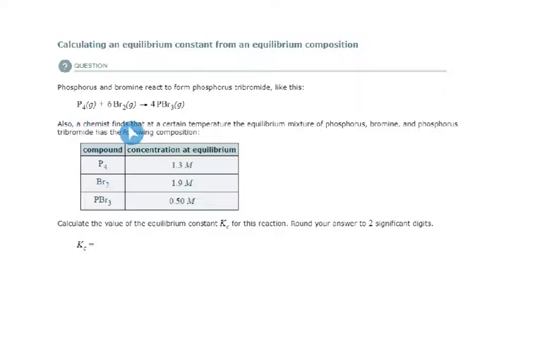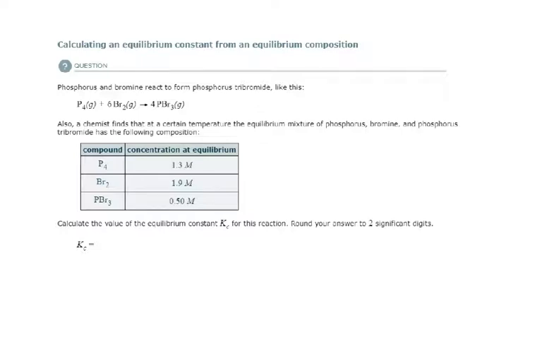And they say that a chemist finds that at a certain temperature, the equilibrium mixture of phosphorus, bromine, and phosphorus tribromide has the following composition. So what that means is this chemist set this reaction up. We don't know what the starting concentrations of this, and this were. If he started with these two reactants, of course, he wouldn't have had any of that to begin with. We don't know what the initial concentrations were, but we do know that at a constant temperature after the reaction went for however long until it reached equilibrium, these were the concentrations of our two reactants and our product at equilibrium.